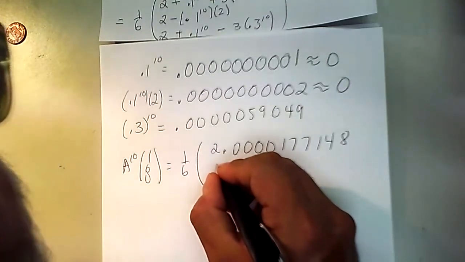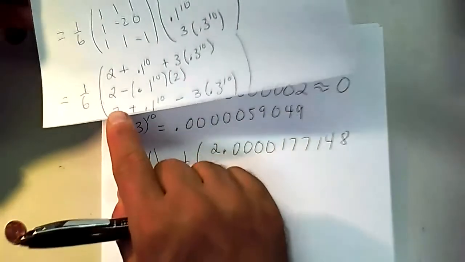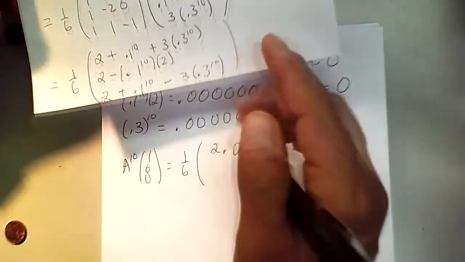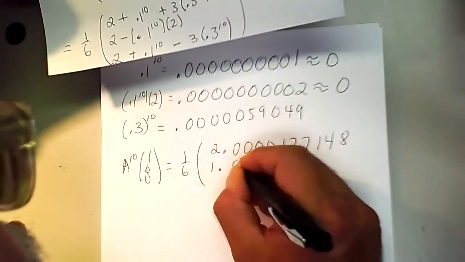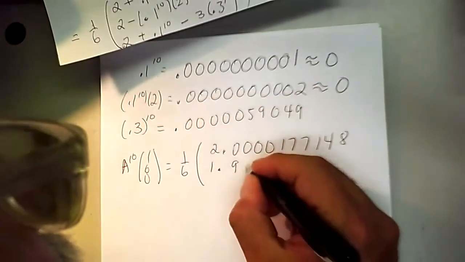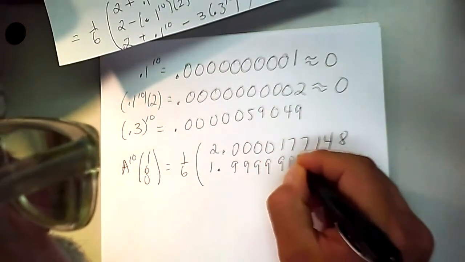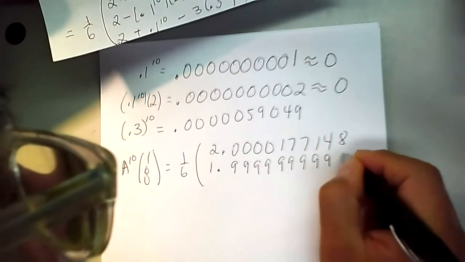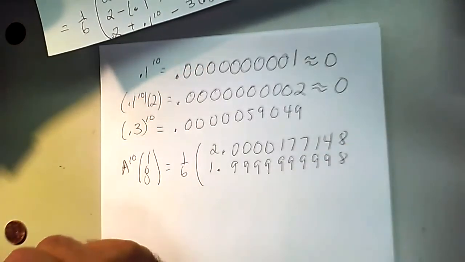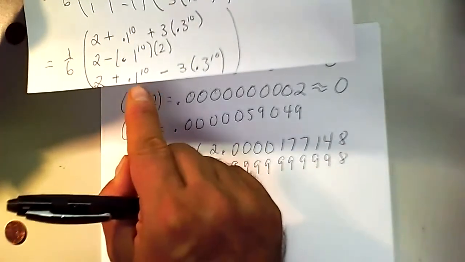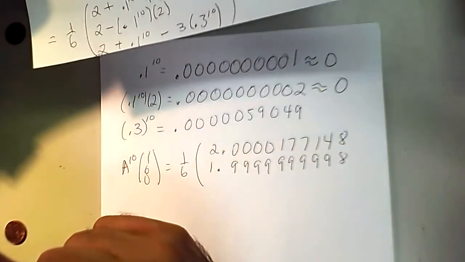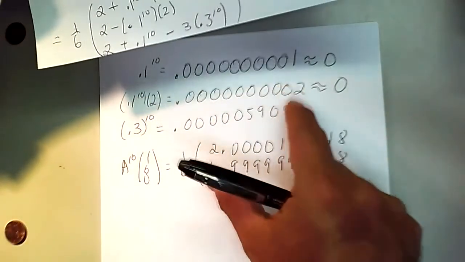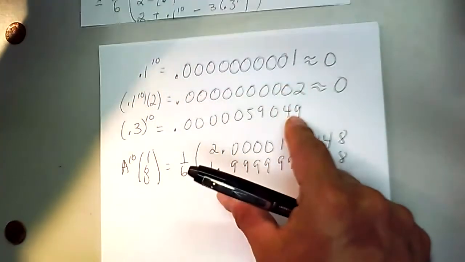Then the next number will be 2, well, that is 1.9. We're going to subtract 2 of those, so 999999998. There we go. And then the next number will be, we gotta add this much. We gotta subtract 3 times this much.